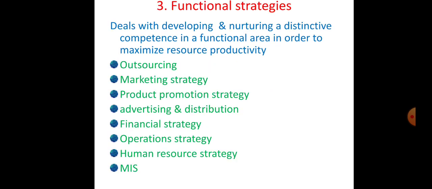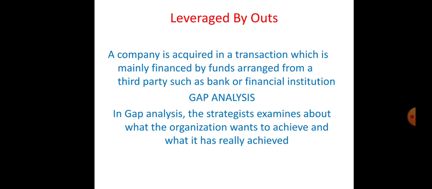Coming to the third important type of strategy, at the functional level, it is functional strategies. It deals with developing and nurturing distinctive competence in a functional area in order to maximize resource productivity. That is where it concentrates more on the functional activities like outsourcing, marketing strategy, product promotion strategy, advertising and distribution, financial strategy, operation strategy, human resource strategy, and management information system.